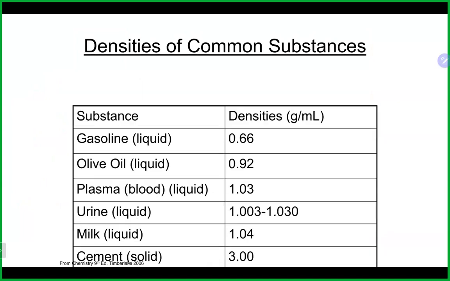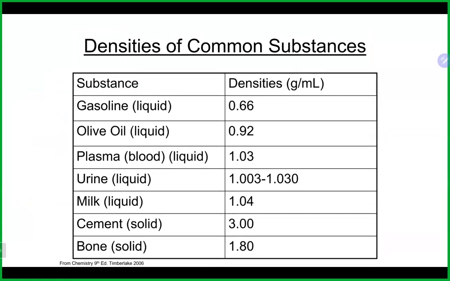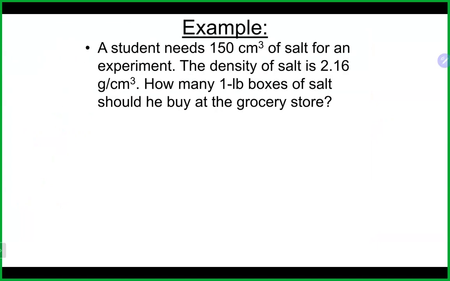All right, so again, here's some other densities along the way. One last example here: a student needs 150 cubic centimeters of salt for an experiment. The density of salt is 2.16 grams per cubic centimeter. How many 1 pound boxes of salt would they need? And a reminder, a conversion that you should know, 1 pound is 453 grams.